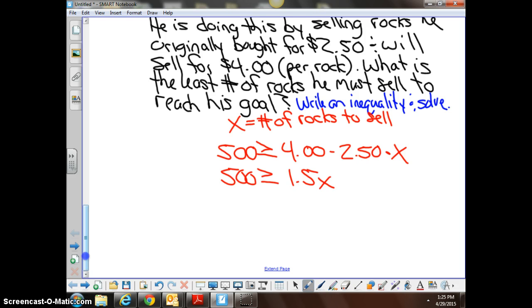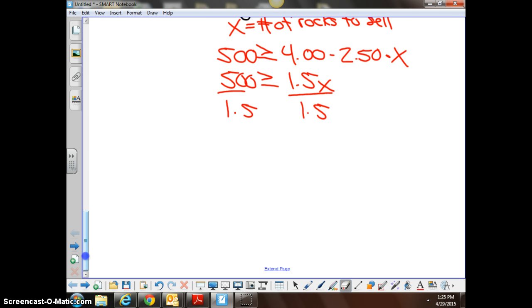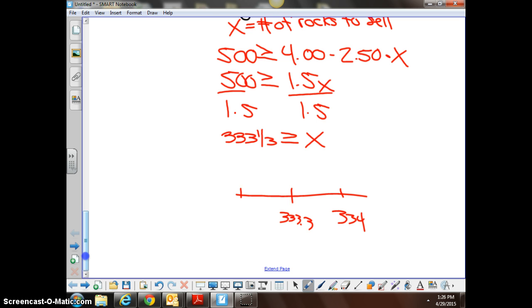We divide by 1.5 because I know you guys can do that. Then what is 500 divided by 1.5? 333 and 1/3. 333 and 1/3 is greater than or equal to x. So 333 and 1/3, we've got 333.3. We've got 334, and we've got 333. You guys cool with that?